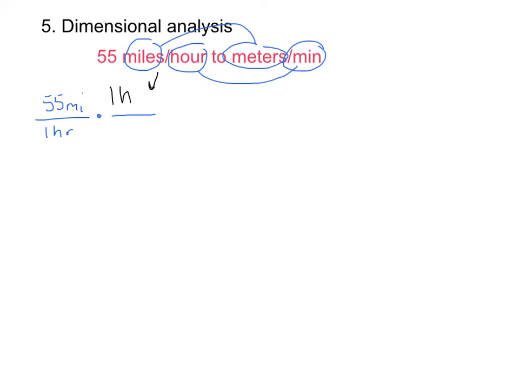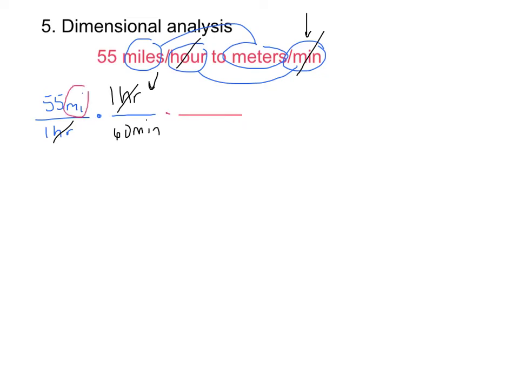The conversion that will help me is 1 hour is 60 minutes. So right off the bat, I can cancel out my hours. Currently, I have miles per minute. So I'm done with my time factor. I have what I want. I've gotten to minutes. So from here, let's start working with our distance factor.